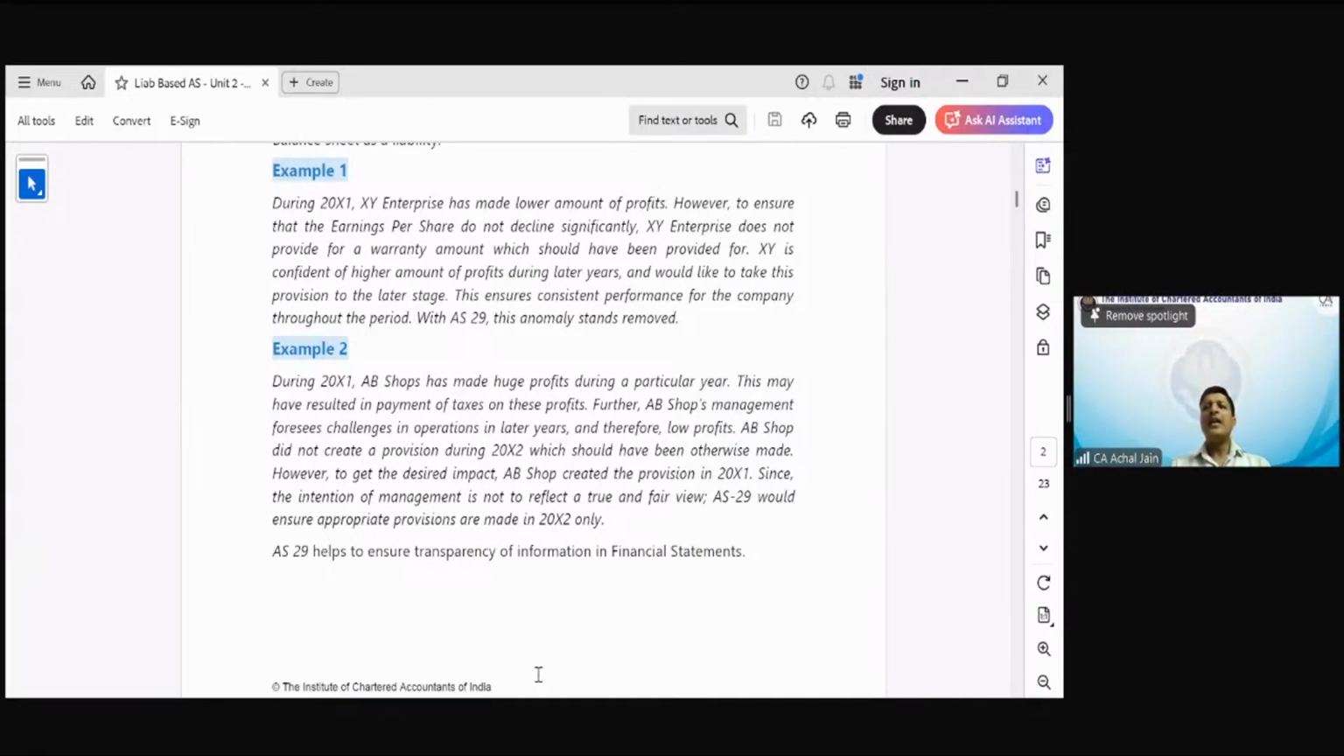Clear? Yes, sir. DBO is nothing but a liability. And which liability is that? Liability to pay the employee. Okay, for example, you have salary payable. Yes or no? Yes. Similarly, you have this DBO, defined benefit obligation. That's the term which the standard has used.